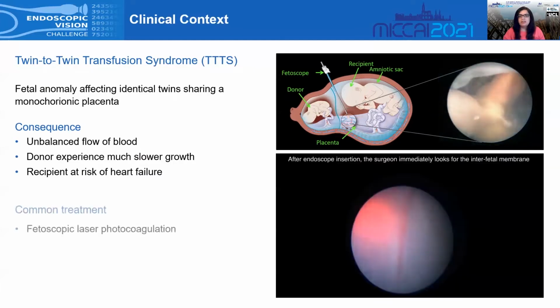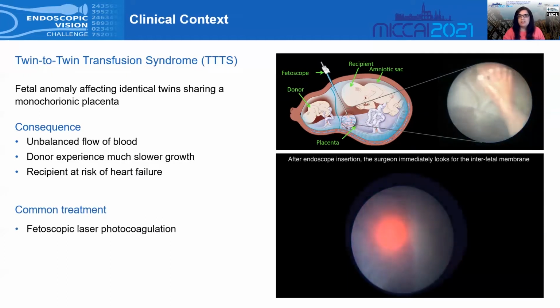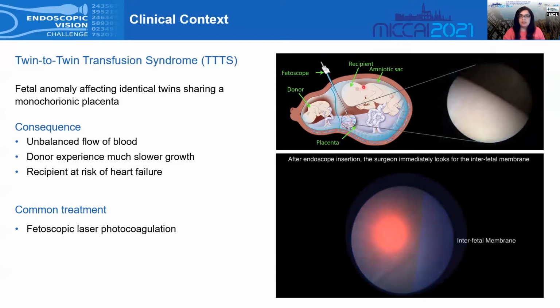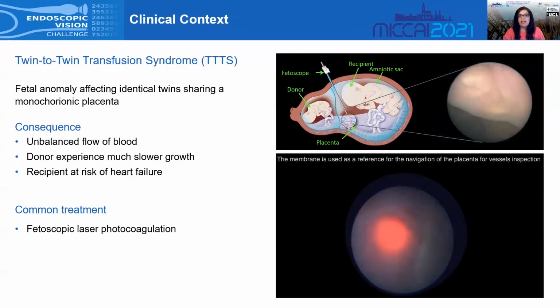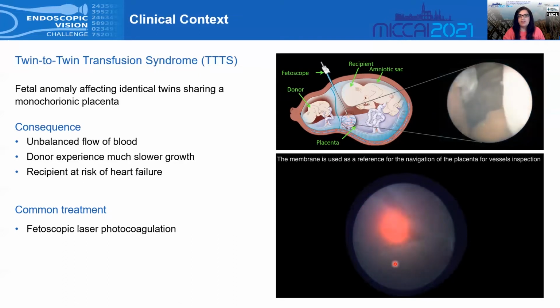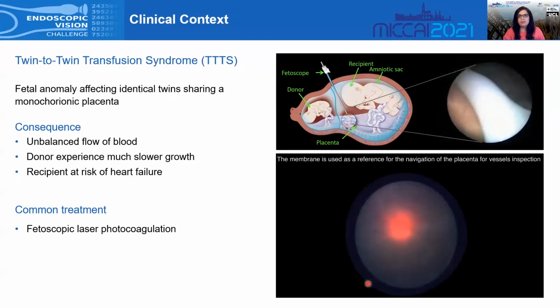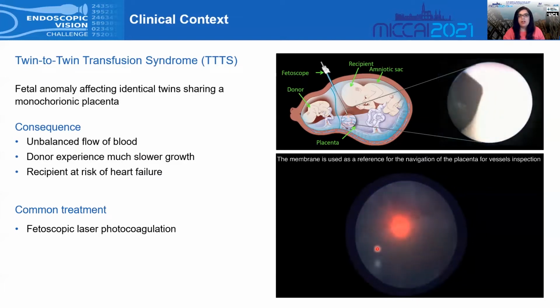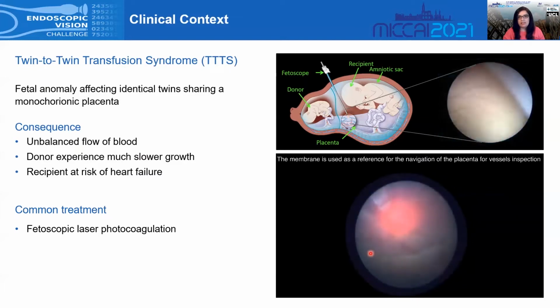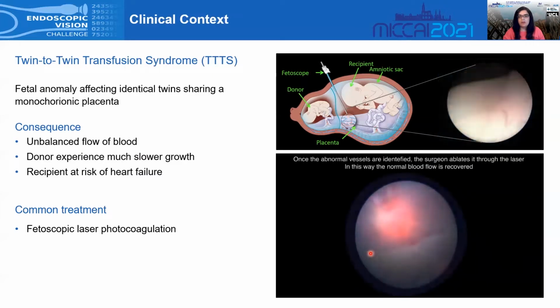In order to treat this, fetoscopic laser photocoagulation is performed, in which the surgeon inserts the endoscope or fetoscope into the amniotic sac and localizes the interfetal membrane and uses it as a guide for finding the abnormal connections. Once these abnormal connections are localized by the surgeon, they are ablated with the help of a laser tool, in order to disconnect or regulate the flow of blood between the two fetuses.